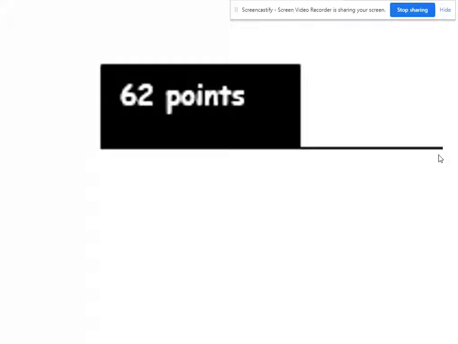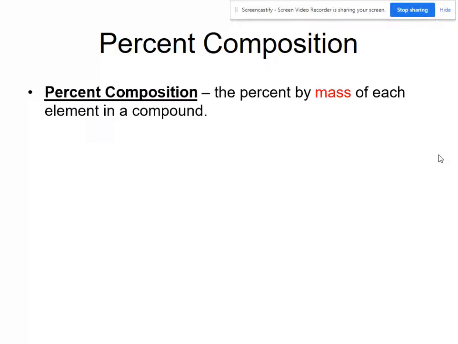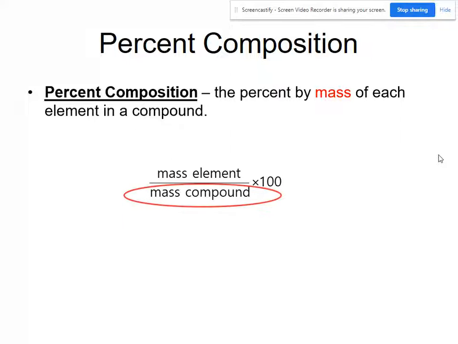So now what we're going to do is learn about percent composition. Percent composition is the percent by mass of each element in a compound. So here I have the mass of the element over the mass of the compound times 100. Mass of the compound is the molar mass, and then remember when we multiply by 100, it's just to get the percent, so it has unlimited sig figs.